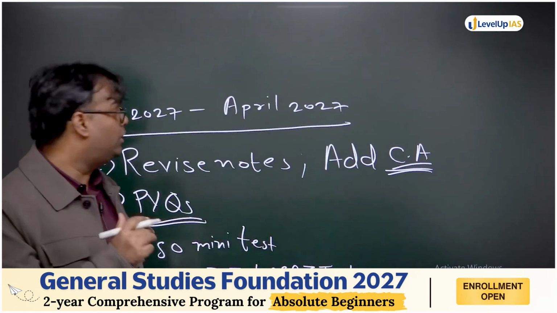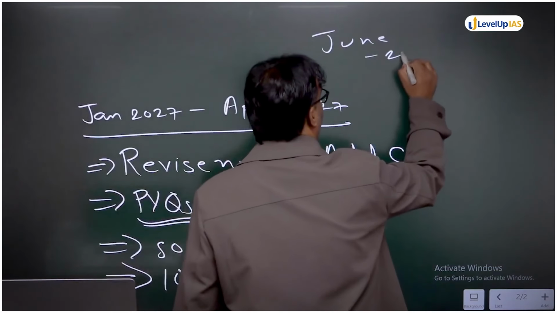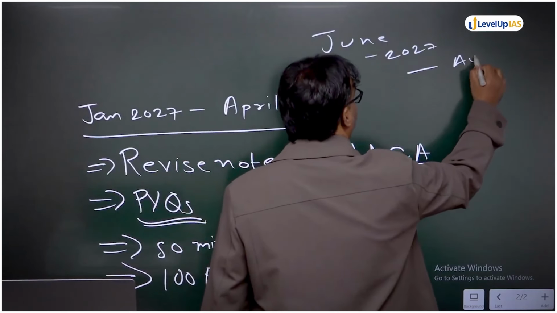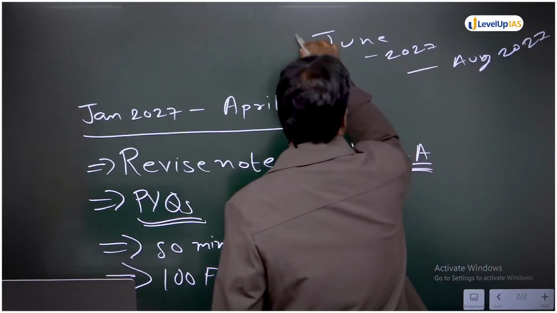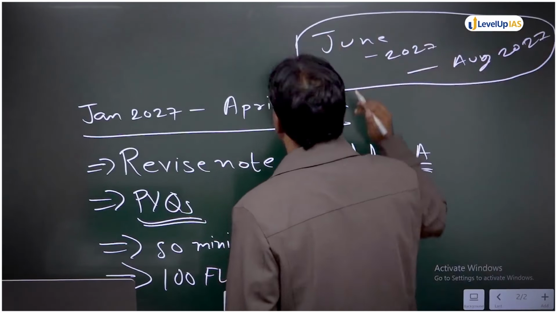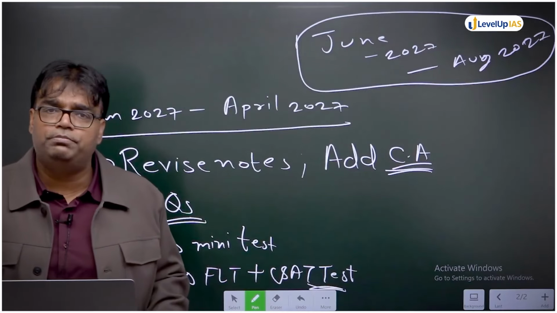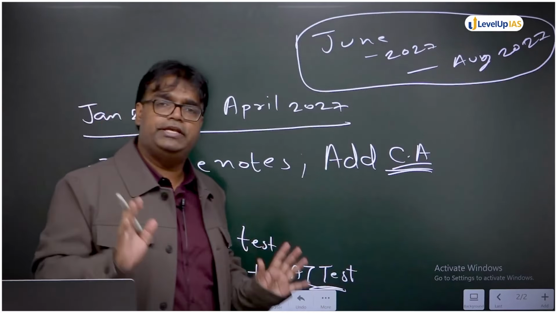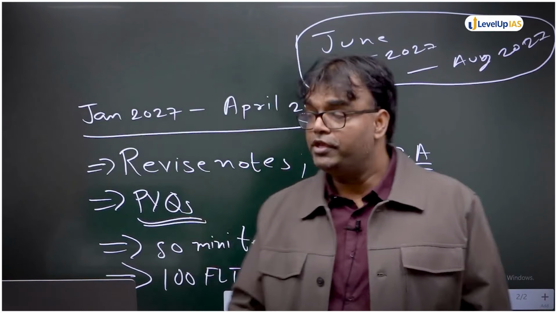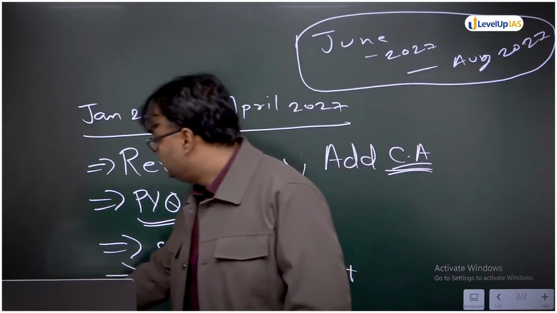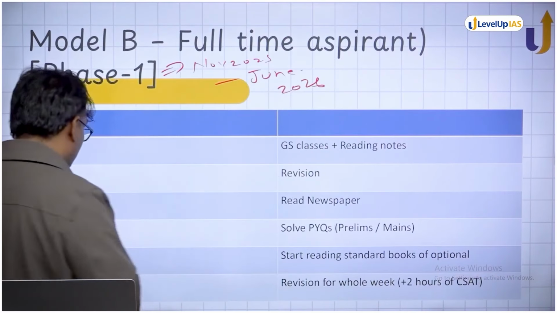And the mains phase, the last one, from June 2027 to August 2027, that's going to be the same. As I've said, the working aspirants should also plan for full-time preparation in this phase, and the non-working ones should also have the full-time preparation option. So here things should not change. Here things will be the same as I discussed for the previous students. Okay, so these are the 4 phases for Model B, that is for people who are preparing full time.